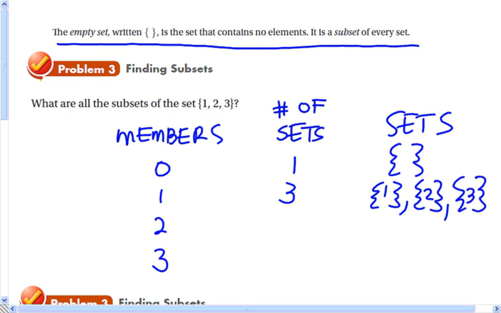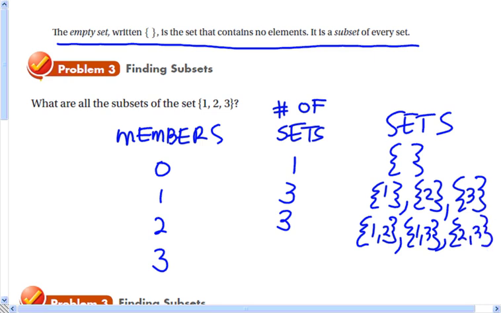For 2 members, we have 3 of those, and those are 1 and 2, 1 and 3, and 2 and 3. And then 3 members in the set, there's 1 of those, and that is the whole set itself, 1, 2, and 3. So we can see that there are 8 subsets.